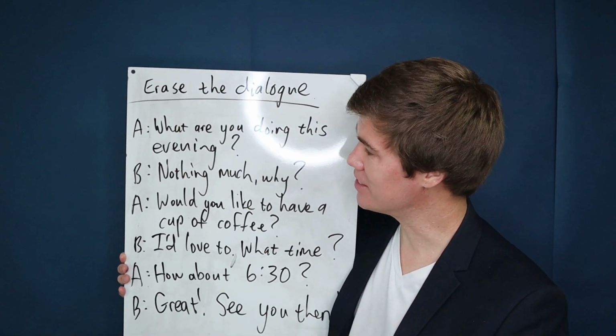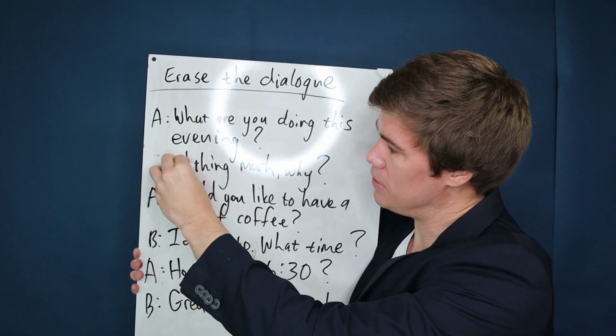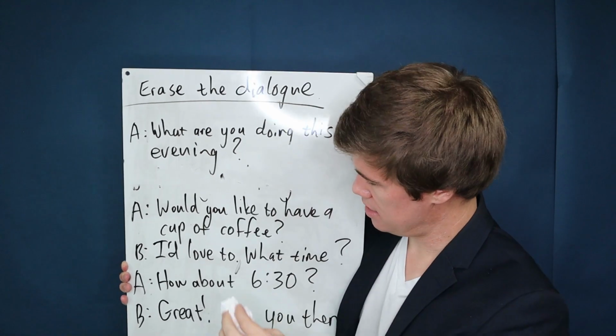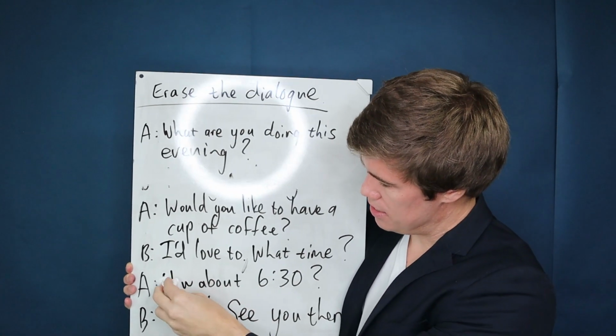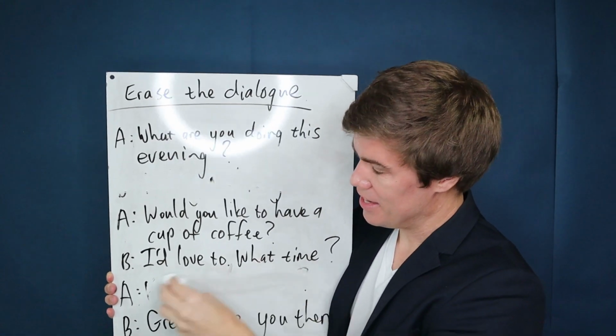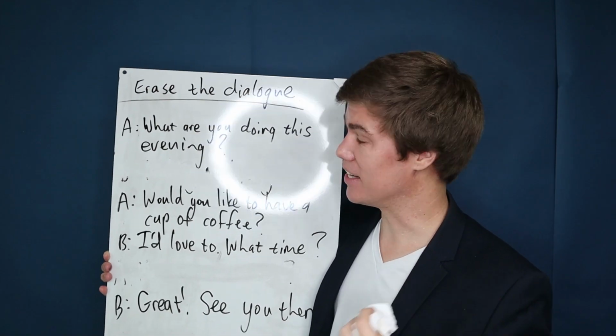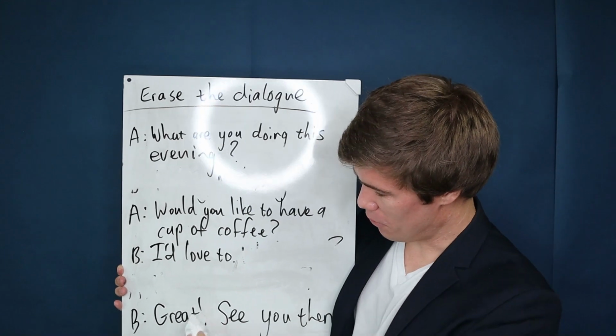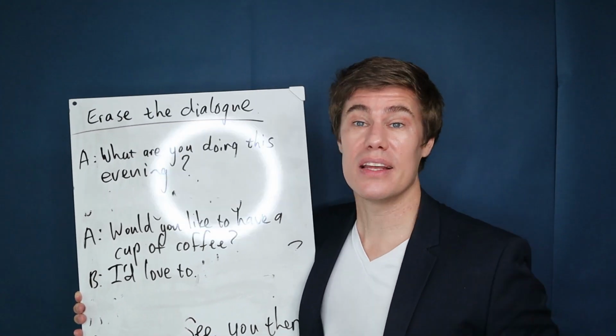Then you erase some of the parts. Maybe you erase this part and you erase this part. Then you get the students to read the dialogue again. After that, you can erase some more. This is a fun way for students to gain more confidence and to learn.